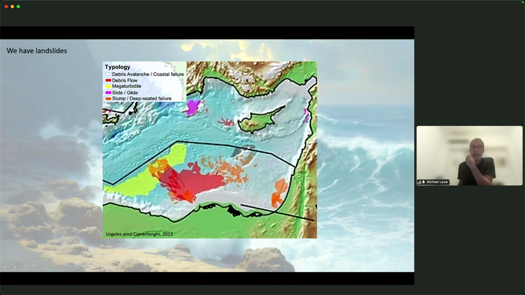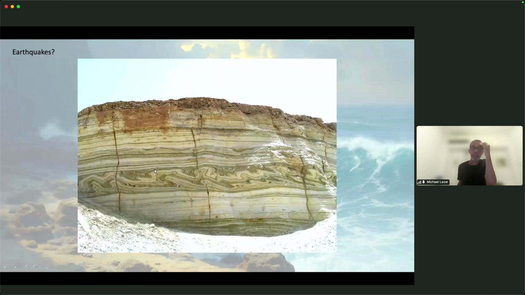We also have landslides. This is a paper by Urgeles and Camerlenghi from 2013, where they mapped the landslides in the Eastern Mediterranean basin. So we have the Israel slump complex over here, and we have these huge landslides. The dating on these landslides is everything from a couple of million years to a couple of thousand years. I haven't had a chance to go in and examine the exact dating precisely. That's something that I plan to do in the next stage. The question is, do we have earthquakes that correspond to the time frame that we're talking about?